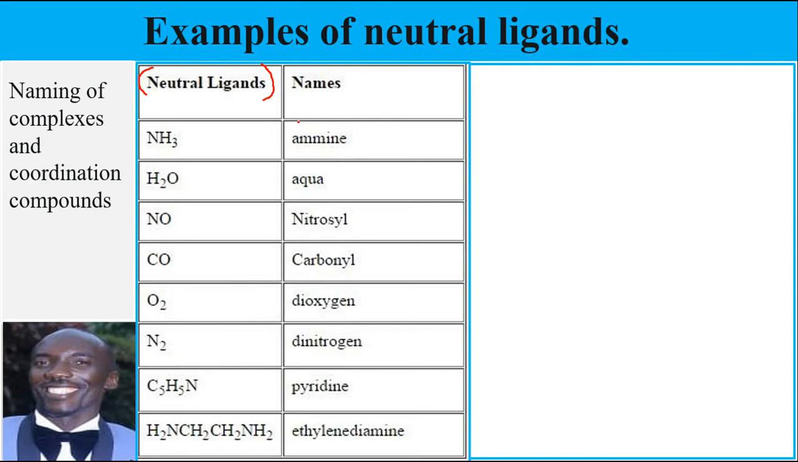So these are the names that we use within a complex, like I said before. And again, these are examples of neutral ligands. So before we go to naming the complexes, we need to have these ligands in our mind, how they are named, and how their names change whenever they're used in complex naming.